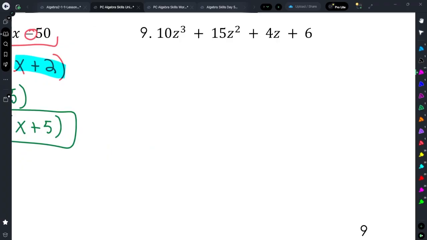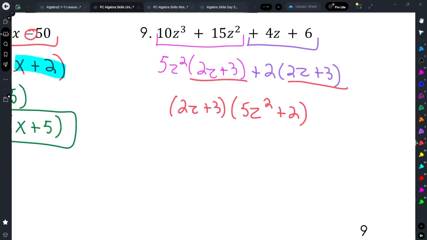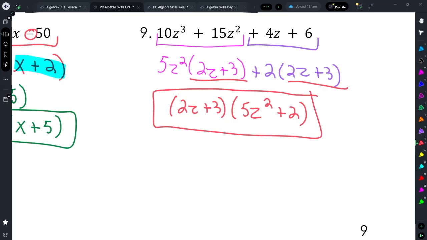Now, lastly, the GCF of our first two terms here is going to be 5z squared, and that will leave us with 2z plus 3. And then here we can factor out a 2, and that will also leave us with 2z plus 3. So now we can factor out this right here. So it's going to be 2z plus 3 and 5z squared plus 2. And we can't factor either of those any further, so this becomes our final answer.